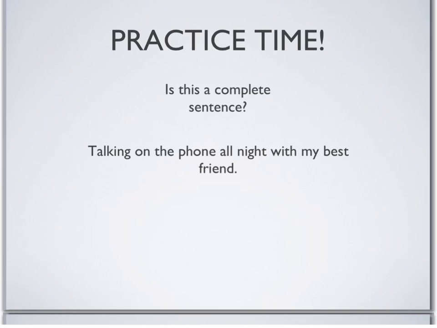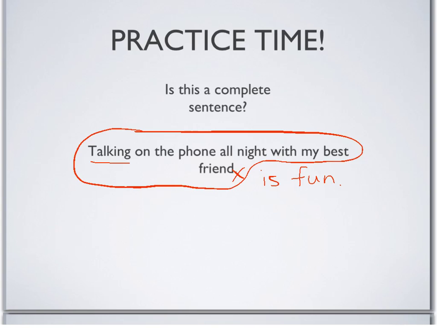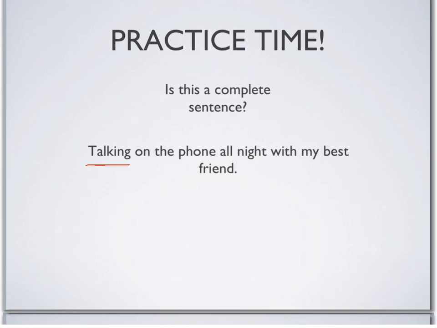We can use talking as the subject of the sentence. It's a verb with ing. So talking on the phone all night with my best friend is fun. Now, this is the subject of the sentence, and this is the verb of the sentence, and we have a complete sentence. Another way to fix this sentence is to make talking the verb. We can say, I am talking on the phone all night with my best friend. Now, I is the subject, and am talking is the verb.